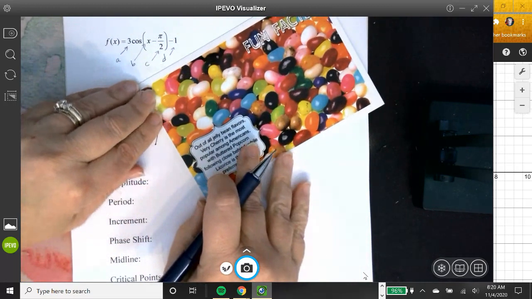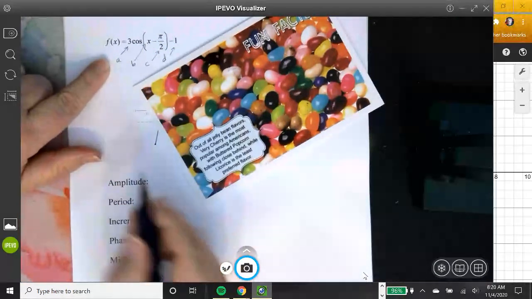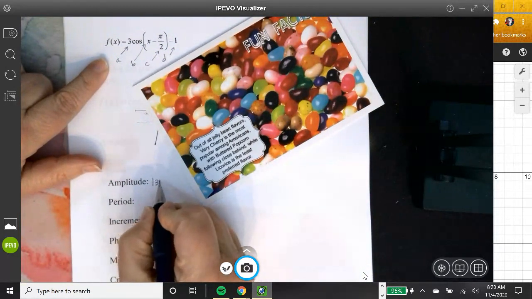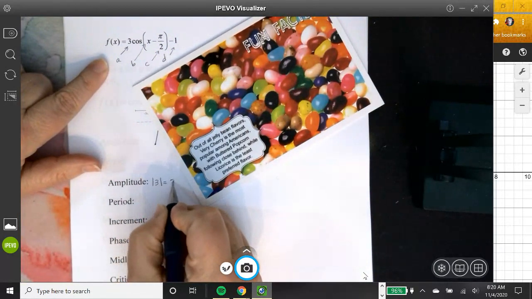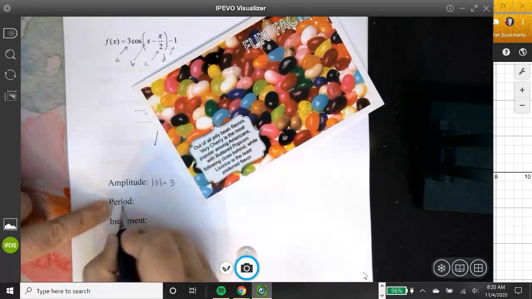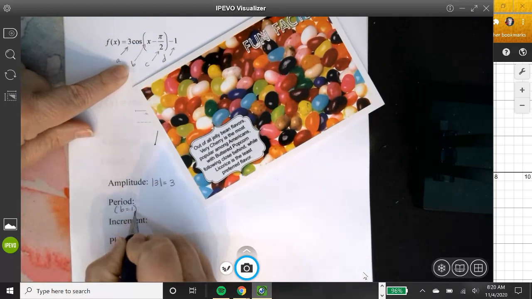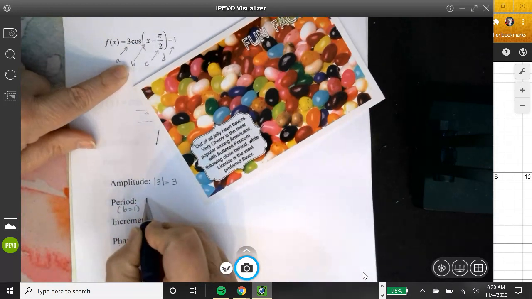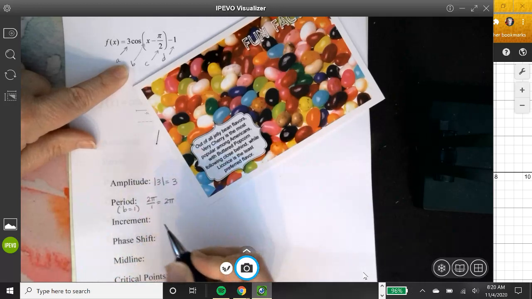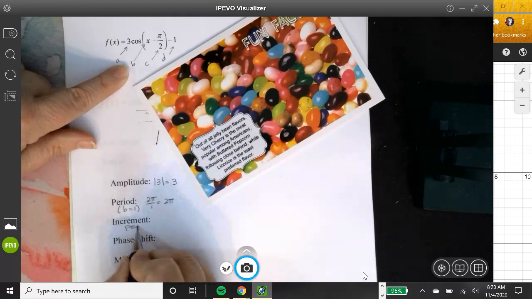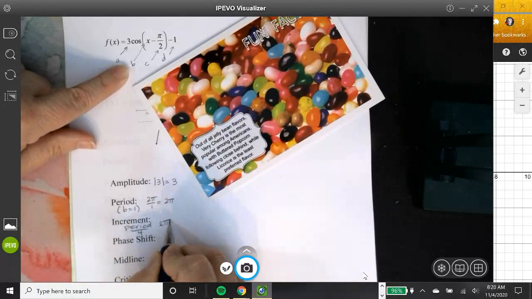Okay, so we know that A is 3. So the amplitude is the absolute value of A, which is 3. The period, well, the period factor here, B, is equal to 1. And the period is always 2 pi over B, so 2 pi over 1, which is 2 pi. The increment is going to be the period over 4, because we have 4 quadrants. So this is 2 pi over 4, which is pi over 2.